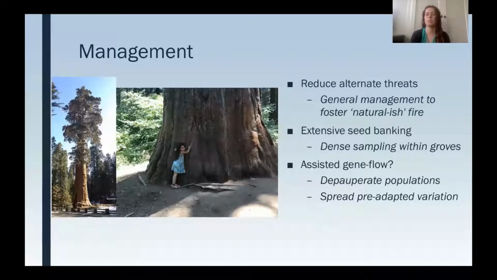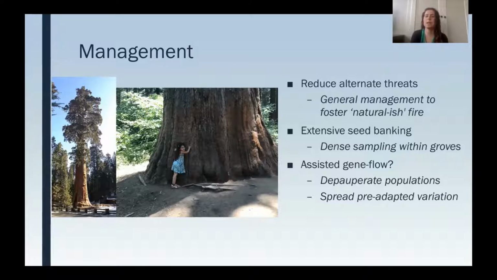So this brings us to management. Unfortunately, the outlook might be a little bit bleak. We don't have a high likelihood of adaptation through natural variation or through the influx of adapted genes. But we can do things. We can reduce alternative threats. Climate change is ongoing, but there are other risks to giant sequoia. Currently, there's a huge accumulation of biomass in these forests that is creating these unnatural fires that are really hot, and we are seeing mortality where we never saw mortality before. And so we need to think about thinning and prescribed burning in giant sequoia forests.